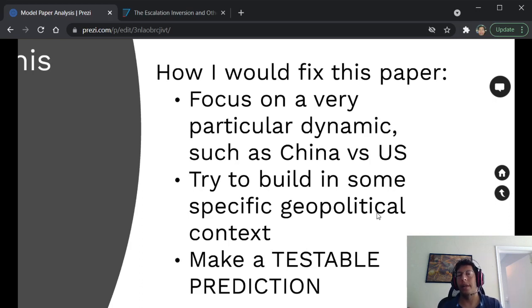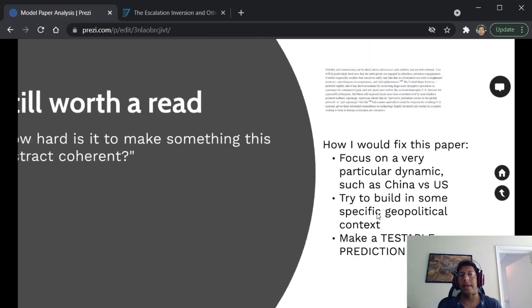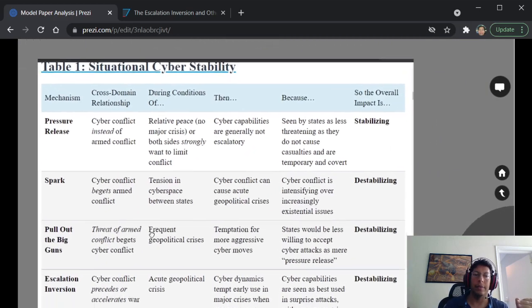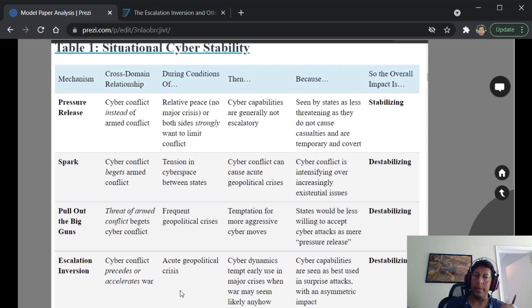Hopefully you enjoyed that. Hopefully you can kind of see where we're coming from and how to analyze these kinds of papers. Again, this is the model we're talking about. And I highly encourage you to read the paper.